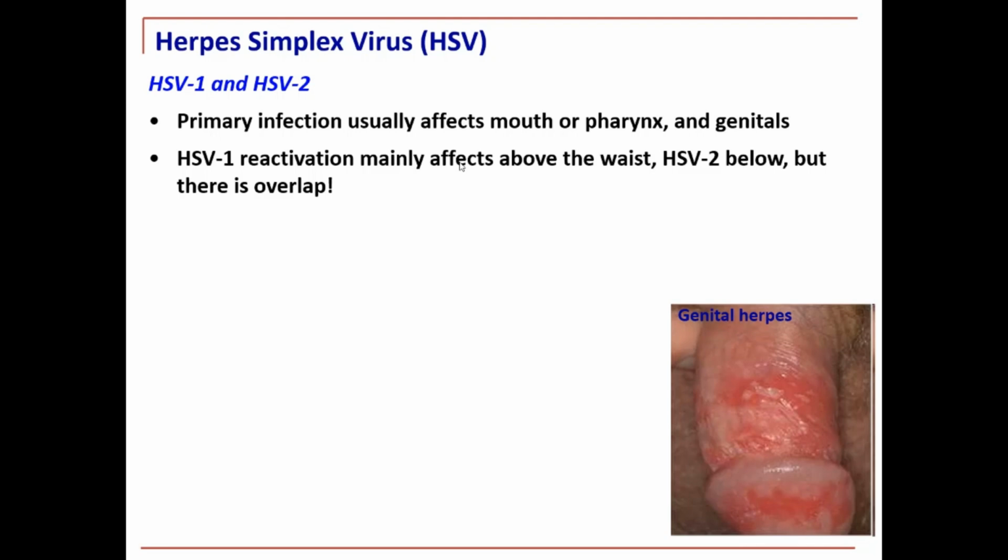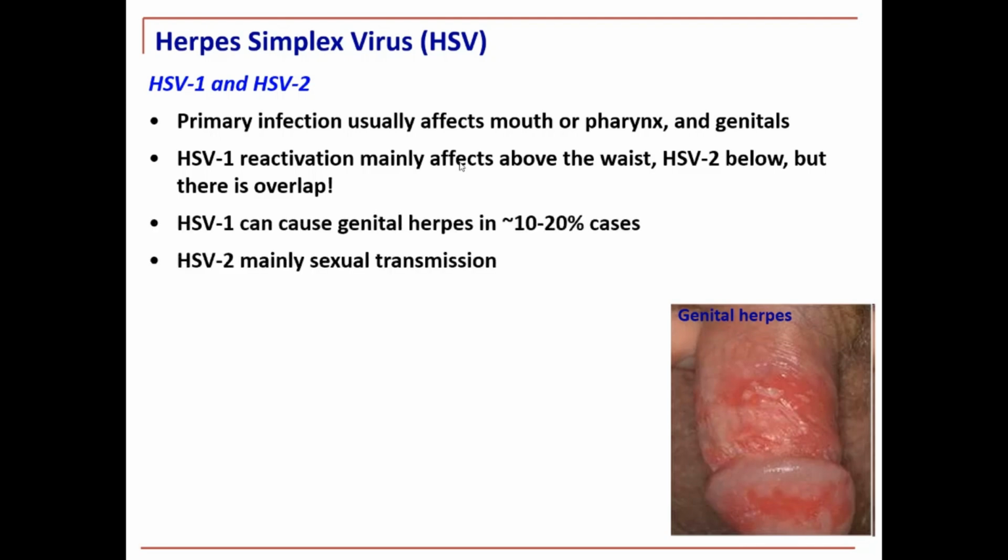So if we're looking at both HSV-1 and HSV-2, primary infection usually affects the mouth or pharynx, or the genitals in the case of HSV-2. HSV-1 reactivation mainly affects above the waist, if we want to think about it like that, and HSV-2 below. But there is overlap. And that's because HSV-1 can cause genital herpes in about 10 to 20% of cases. So therefore, obviously, things like oral sex would be a risk for that. HSV-2 is mainly through sexual transmission.